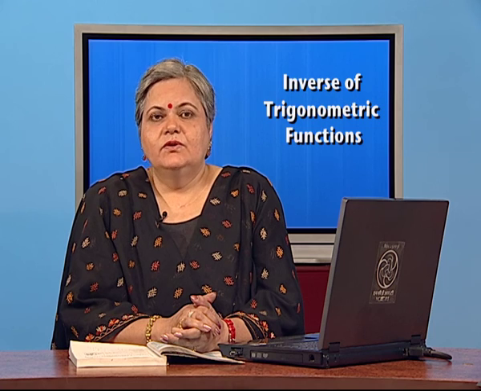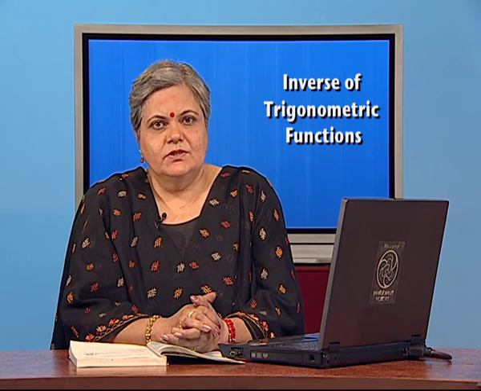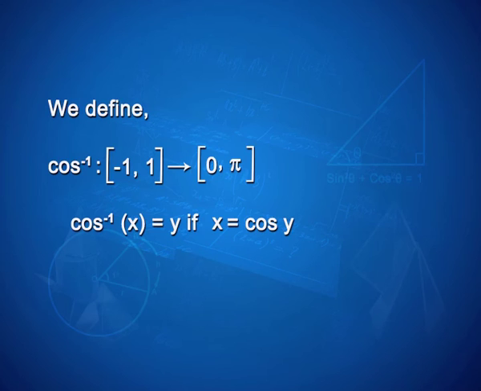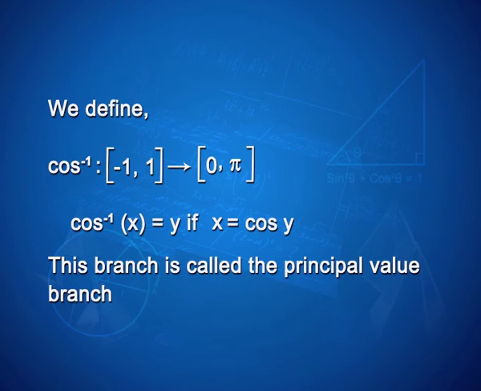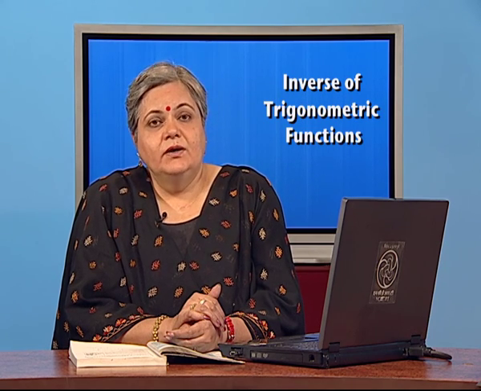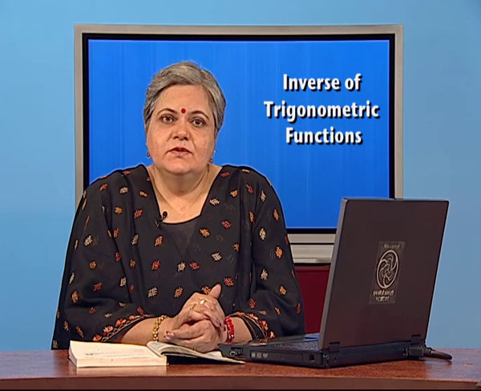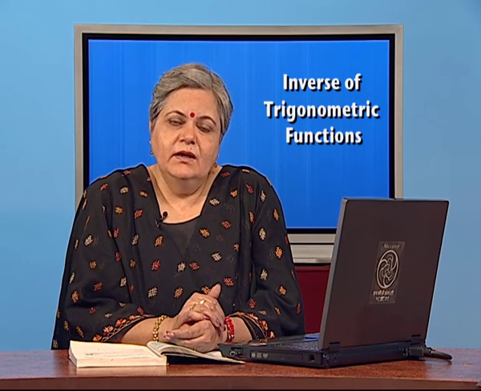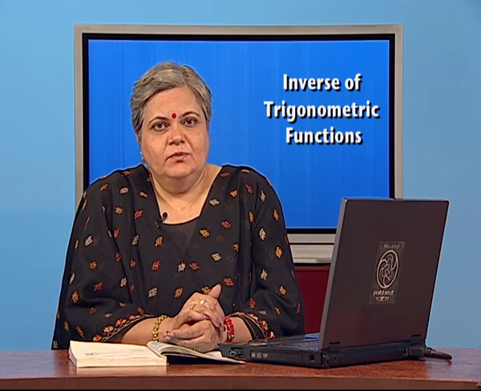And so, we are ready to define inverse of cosine function. We have cos inverse function defined from minus 1 1 closed interval to the interval 0 to pi, both 0 and pi included in it, defined as cos inverse of x is equal to y if x is equal to cos y, and this branch is called the principal value branch. If the range is pi to 2 pi instead of 0 to pi, the cos inverse function is still defined, but it is not called the principal value branch.